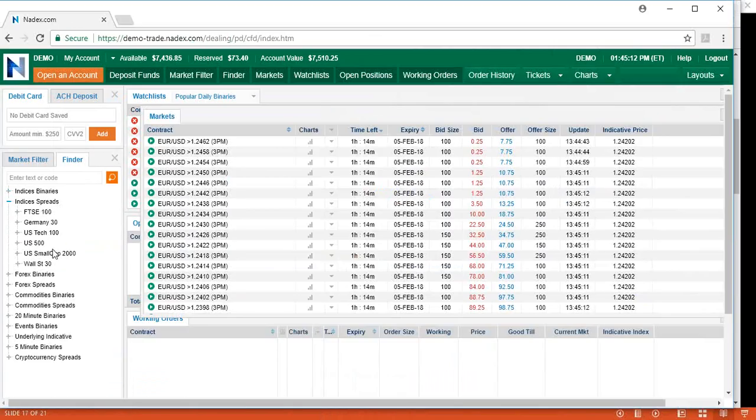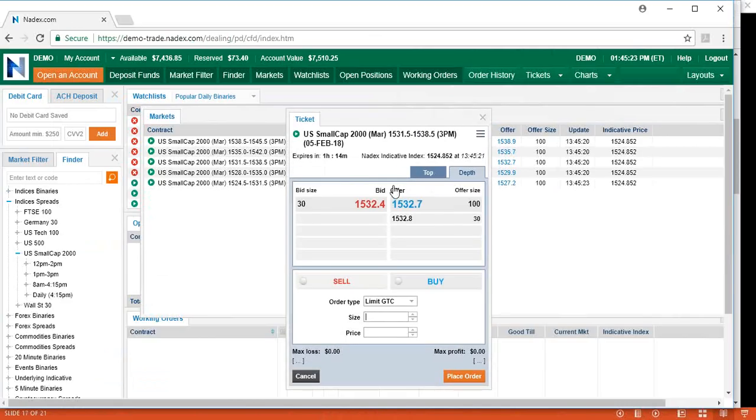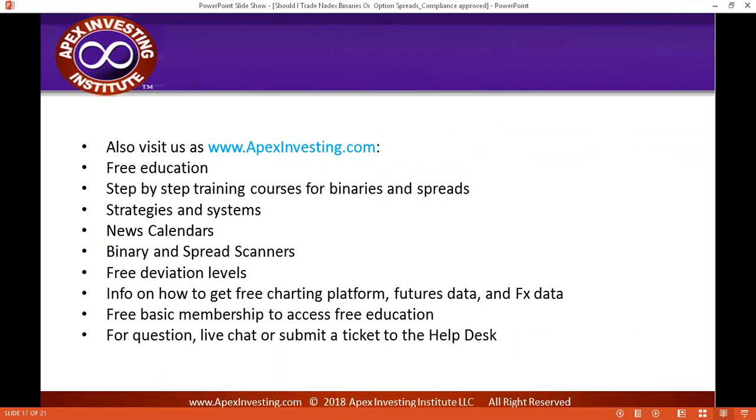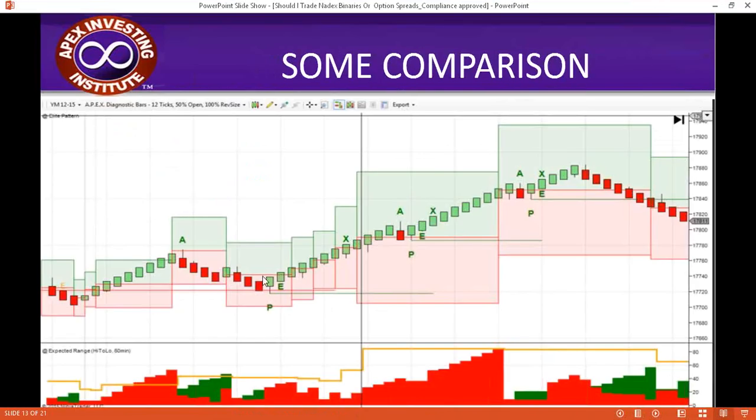Let's take a look at small cap, 3 o'clock. If I'm in a spread, just as an example here, and I bought this spread right here for 1532.7, Arnold, and the market's moving my direction, like in that example I showed you here, say I bought that spread right here as the market's going up.